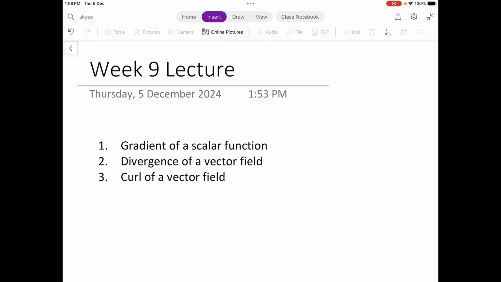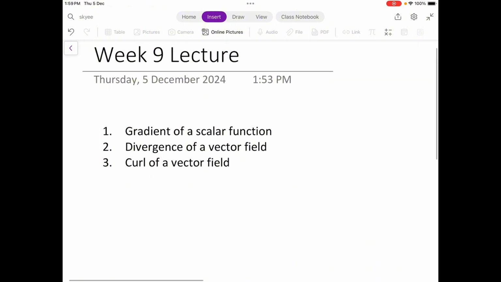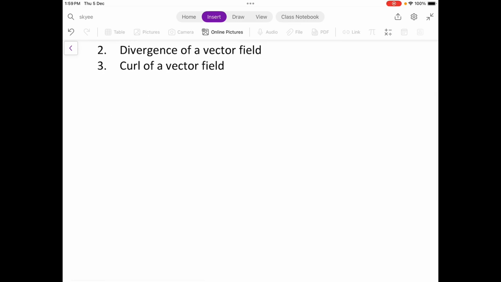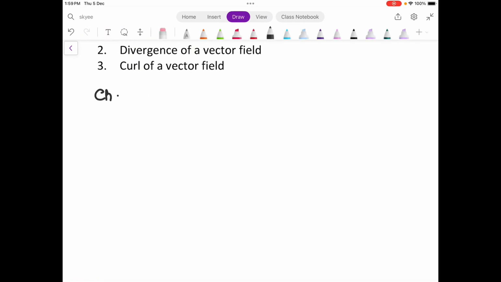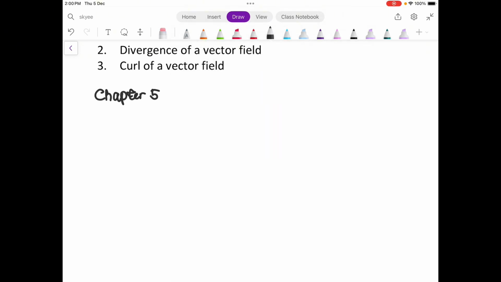Very good day, everyone. So this would be the outline of our learning today: gradient of a scalar function, divergence of a vector field, and curl of a vector field. We all know that we are already going to chapter 5. In this chapter 5, we are going to learn about vector calculus.